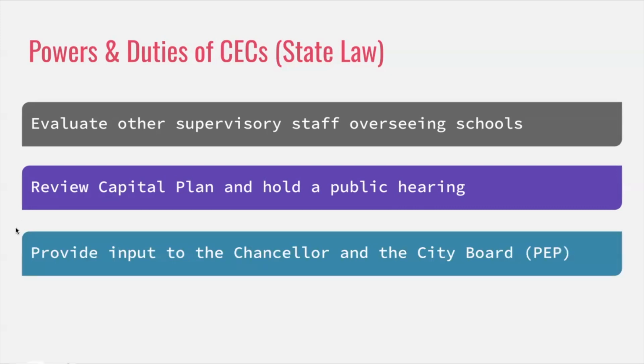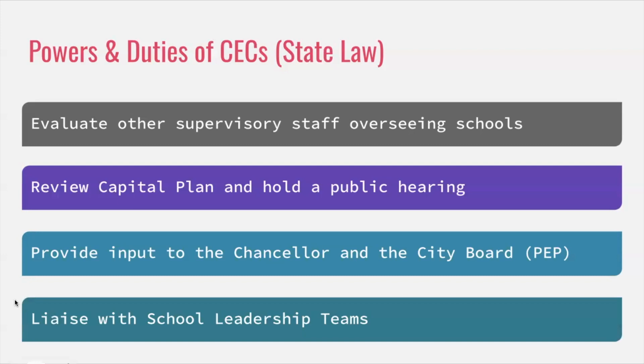CECs are supposed to also provide input to the chancellor and the city board. This is usually done in the form of resolutions. If there is an issue that is important to your school community, to your district community, you can write up a resolution, you can discuss the resolution in the council, and you can take a vote. And if the resolution passes, then you submit that to the chancellor and the city board. That's the PEP.